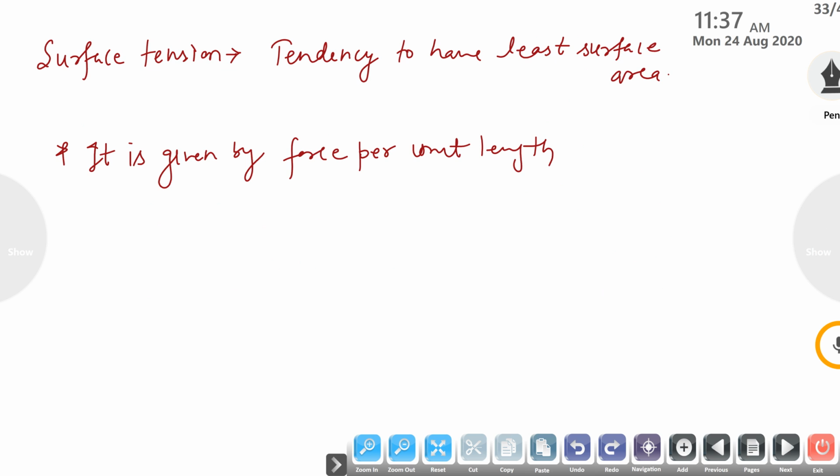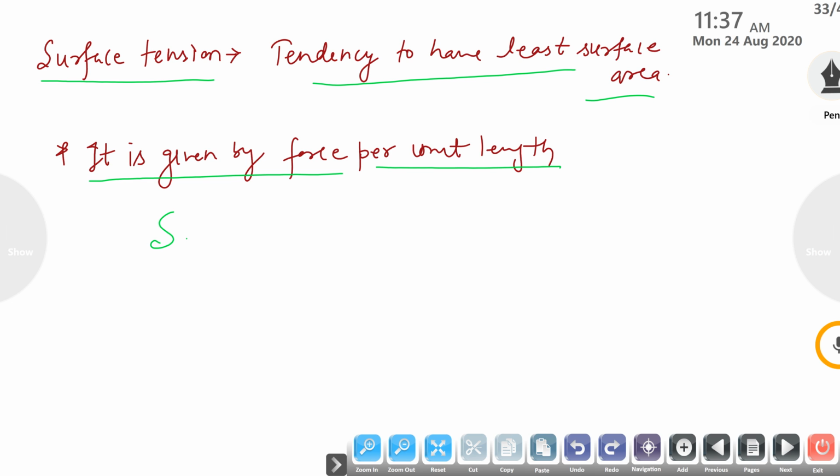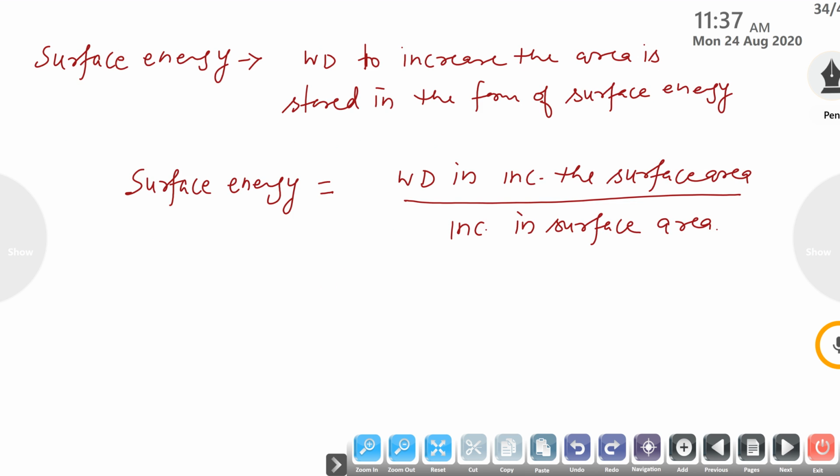Now surface tension, as I have told you, is the tendency to have the least surface area, and it is given by force per unit length. So if you want to calculate the surface tension, simply divide force by length, that is, the force acting on a particular length. Force per unit length is nothing but surface tension.